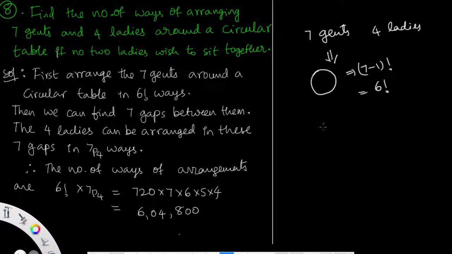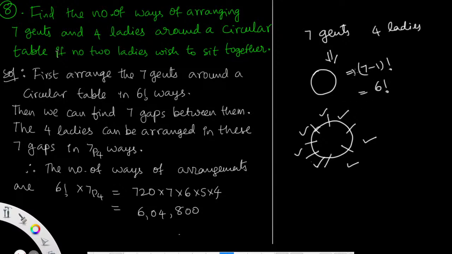Then how many gaps can you get? 1, 2, 3, 4, 5, 6, 7. There are 7 gaps. If there are 7 persons, you get 7 gaps. If 2 persons are there, 2 gaps; 3 persons means 3 gaps; 7 persons means 7 gaps. So we can find how many gaps there are in between the 7 gents. No two ladies sit together means you have to arrange them in between the gents' places only.